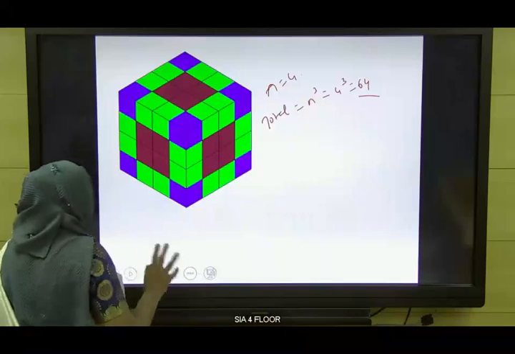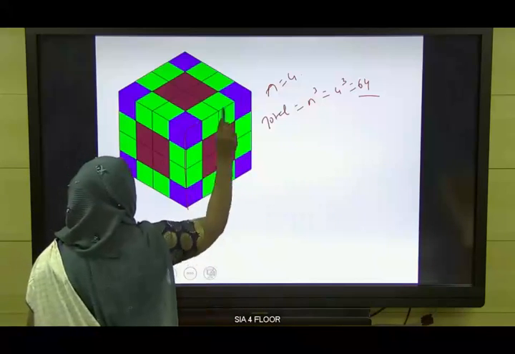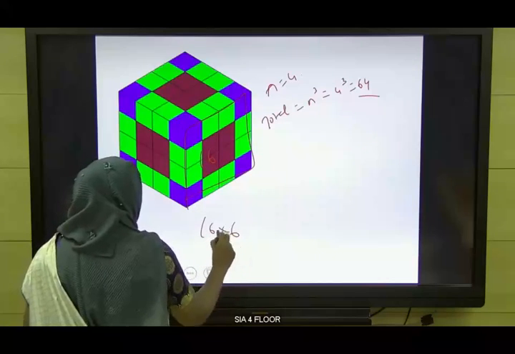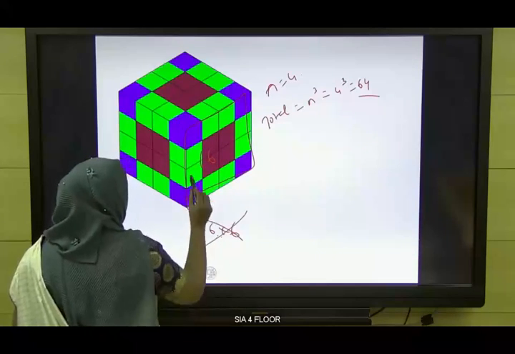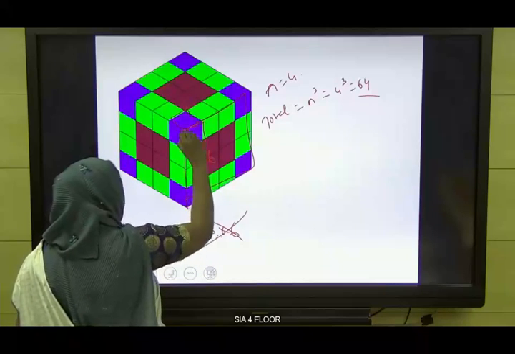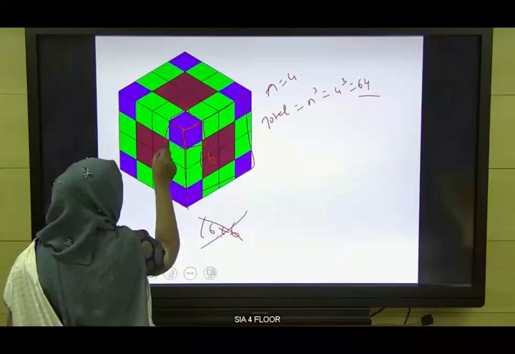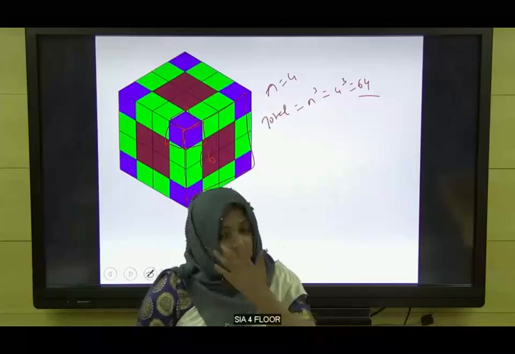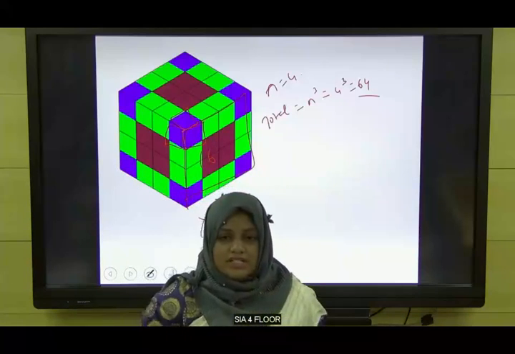The wrong way of counting used by some students is taking this one face, there are 16. Then 6 faces, so 16 into 6. This is a wrong calculation because you are counting the same cube in this face, again in this face, and again in this face. You should not count a cube 3 times. So using faces you should not count. It is just n cube.